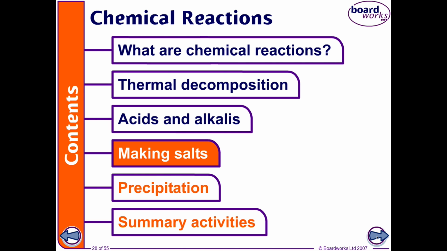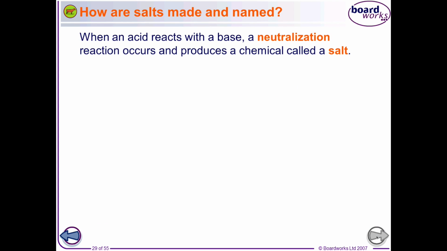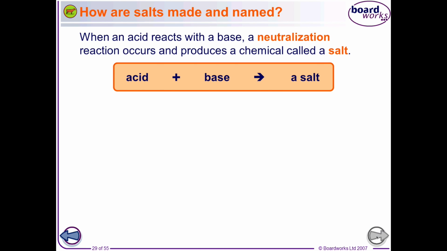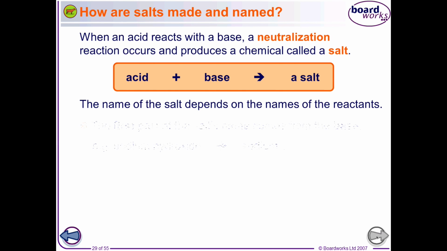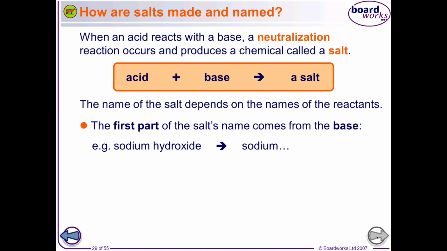Right, the next section is making salts. Now we're going to start with a simple example. If you react an acid and a base, you get a salt, and usually you get water as well. Now the rule is pretty simple. When you get a salt, the first part of the salt's name comes from the metal that is in the base. So when you see sodium hydroxide, that's going to form a sodium salt.